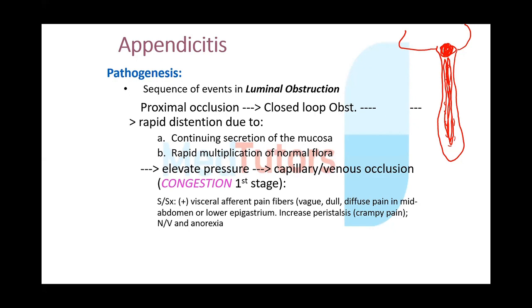And this leads to elevated pressure, and the elevated pressure causes capillary and venous occlusion. There is venous congestion, which leads to capillary stasis. And when there is capillary stasis, there is going to be ischemia and necrosis, followed by perforation. Okay, so the congestion is the first stage.